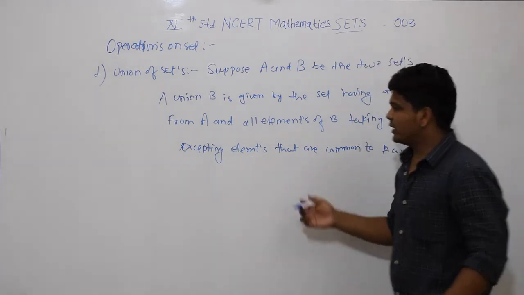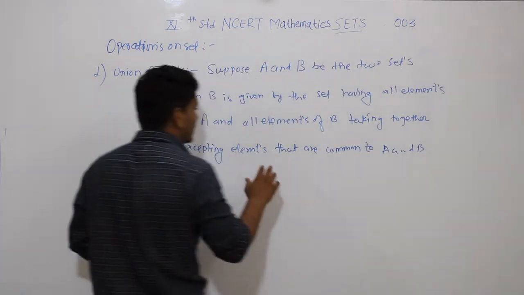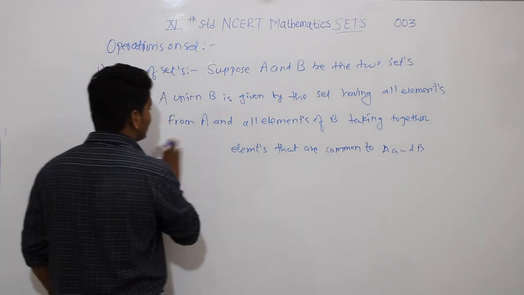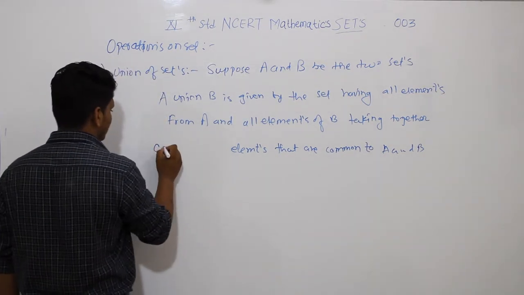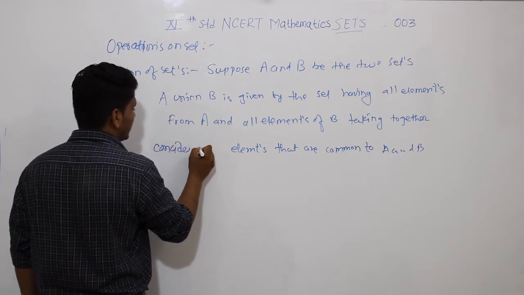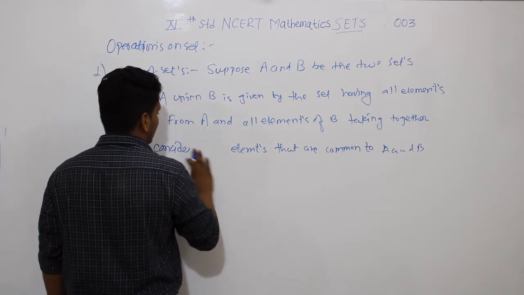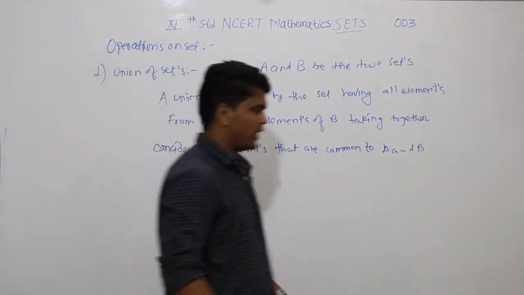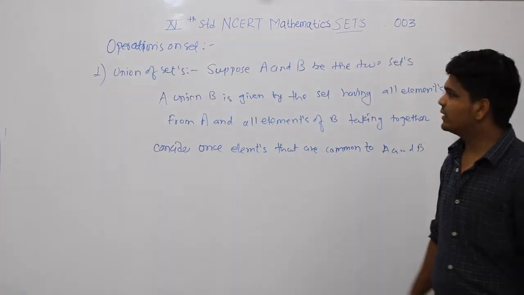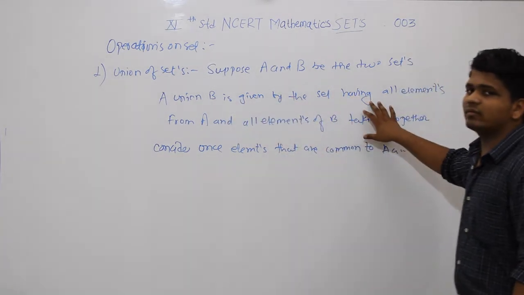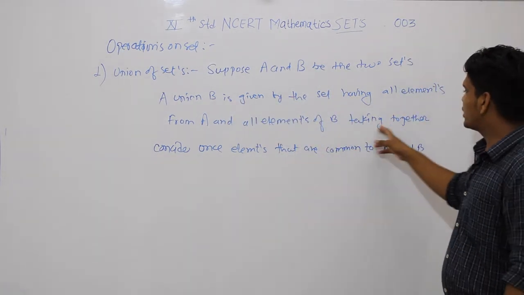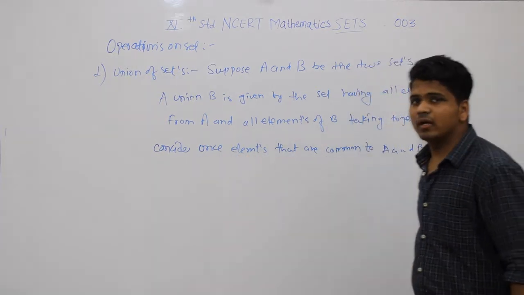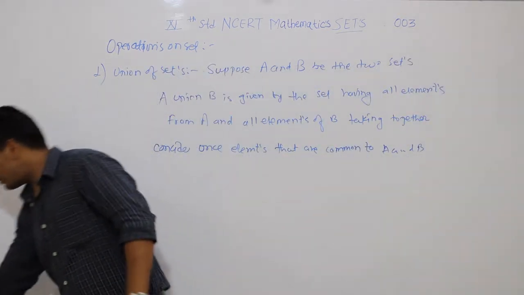I will not consider the elements that are common to A and B twice. Means I will not accept it. I will just consider elements that are common to A and B once. Means I will consider the elements of A and elements of B taken together, but I will not consider the common element twice. I will just take them once.